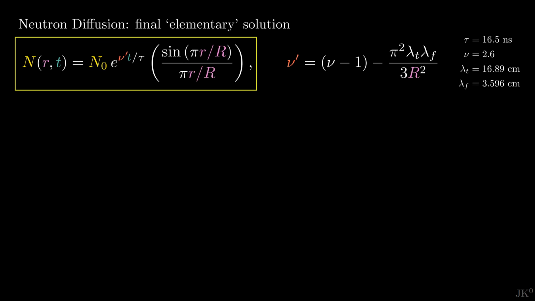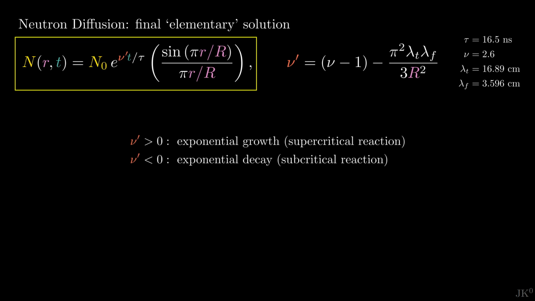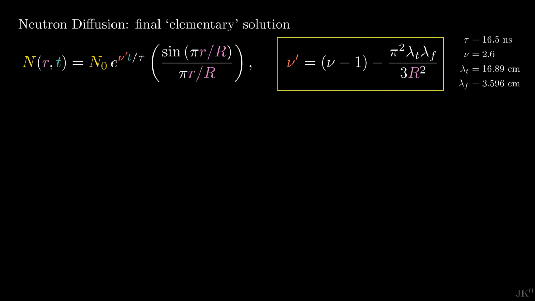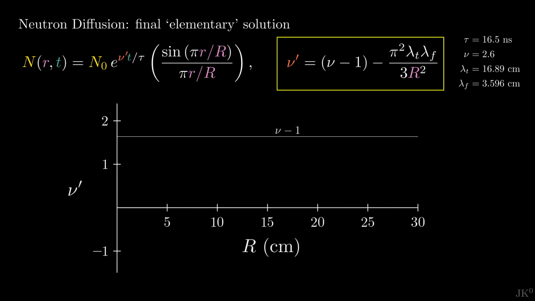What we can conclude from here is related to what we discussed earlier about the meaning of nu prime. Negative nu prime is a subcritical reaction, positive nu prime is a supercritical reaction. So let's have a look at this function on the top right and see how the sign of nu prime depends on the radius of the uranium sphere.